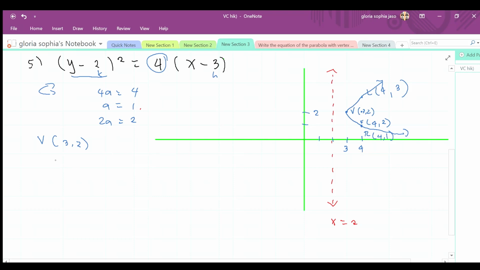Okay, so that's our graph. Our vertex is at 3, 2, focus is at 4, 2. Okay, and equation of directrix is x equals 2. Axis of symmetry is y equals 2, this line, class, the horizontal line.